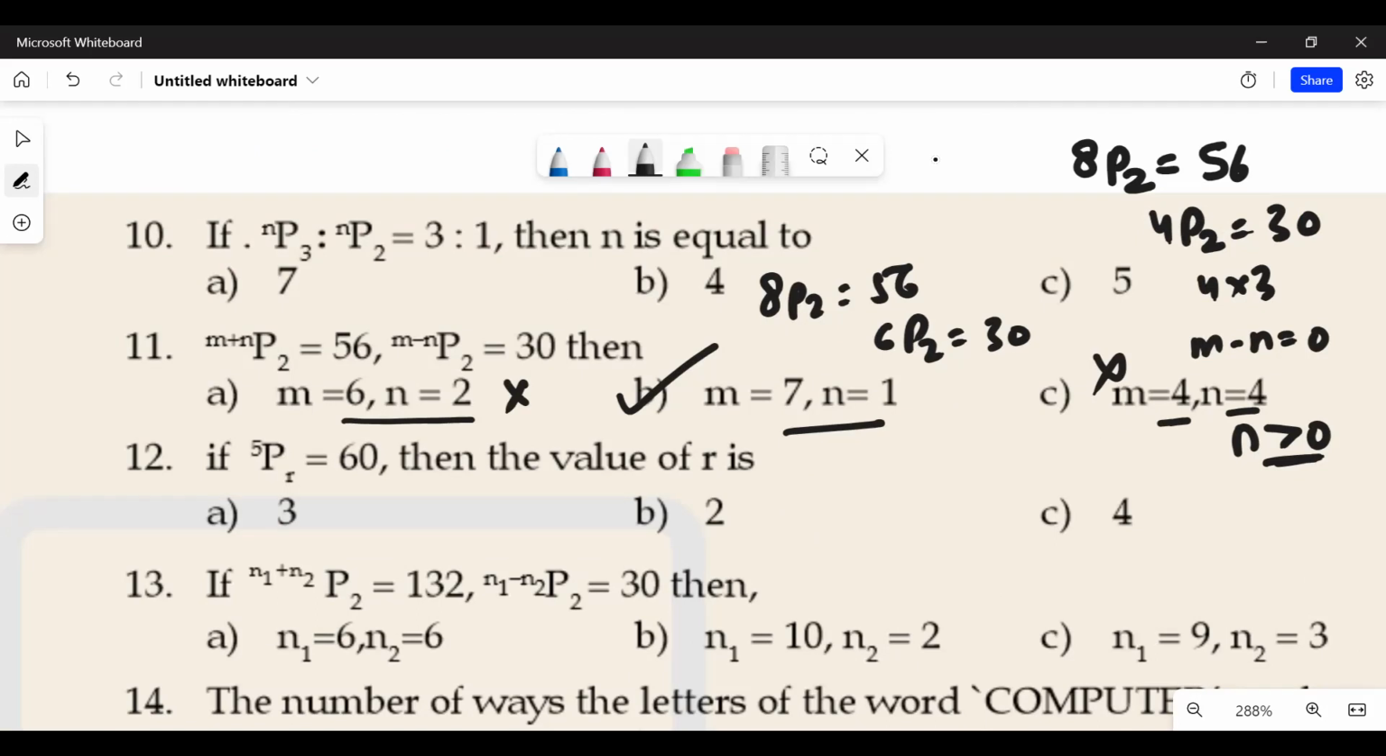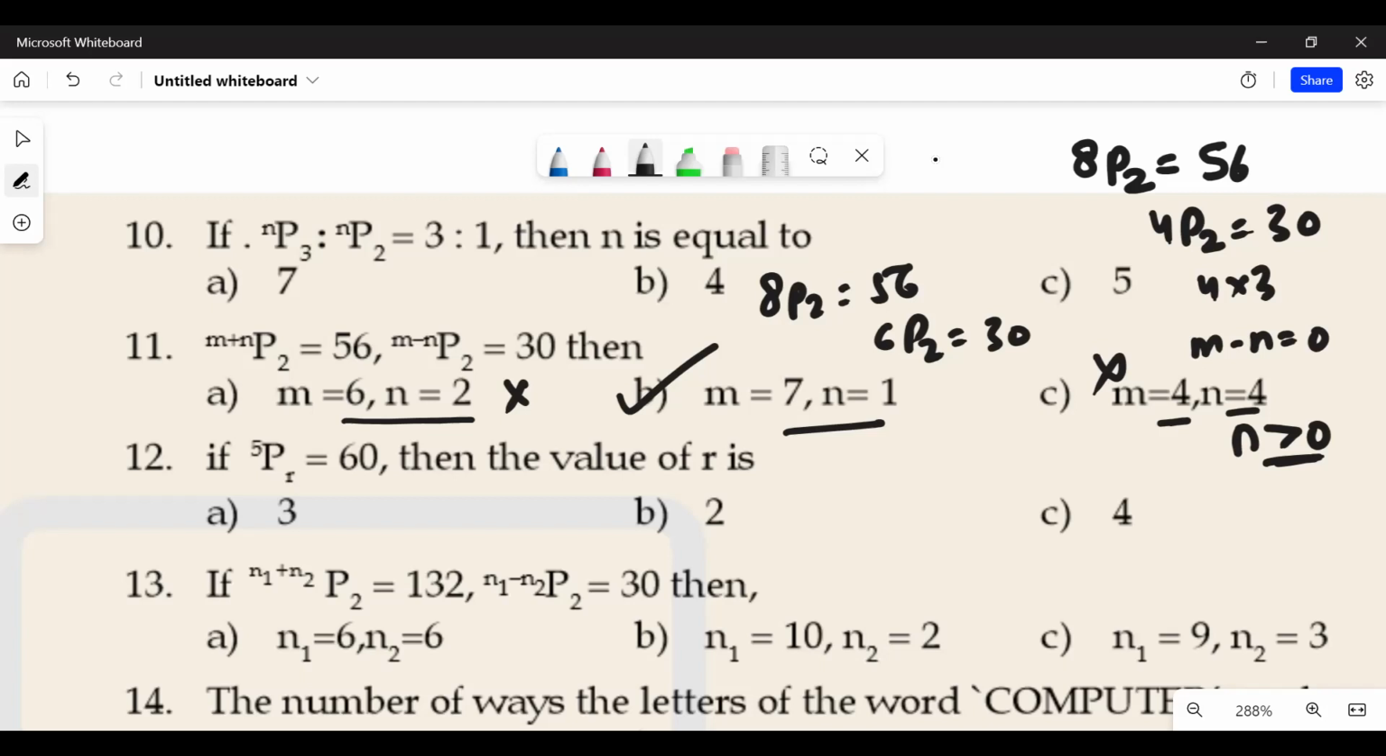So far we have done 11 questions. Any doubt? Anyone, any doubt? Please ask questions. Anyone, any doubt?